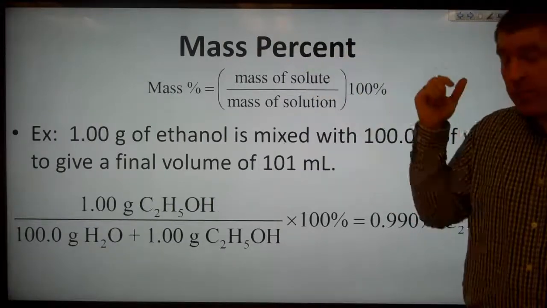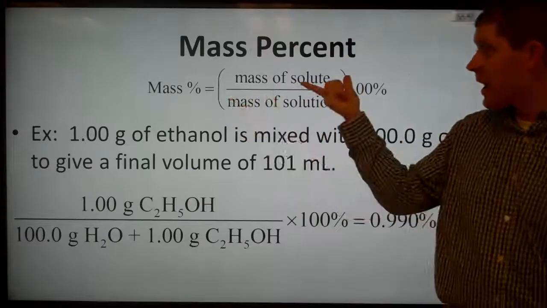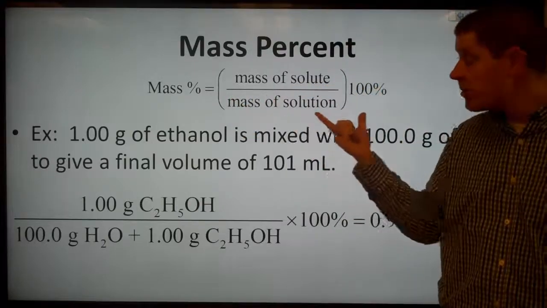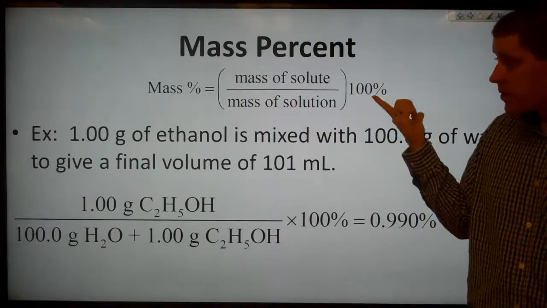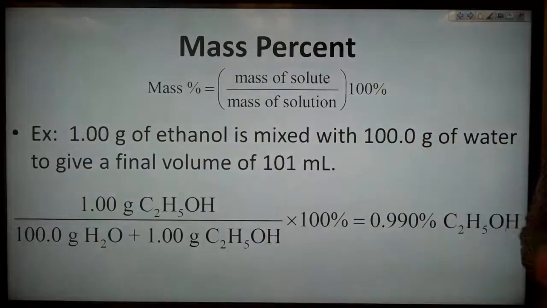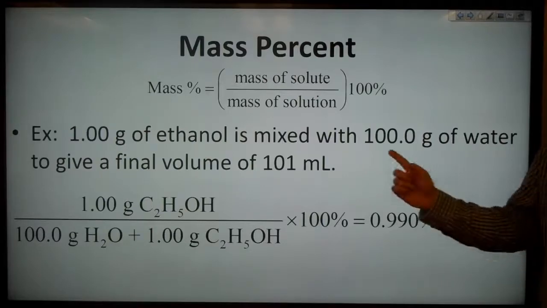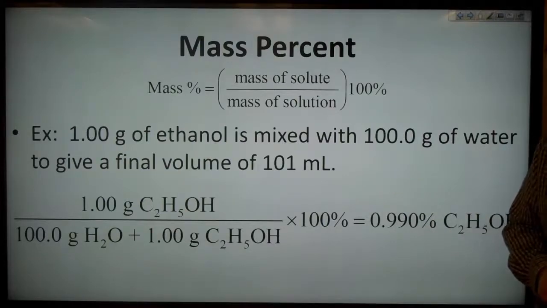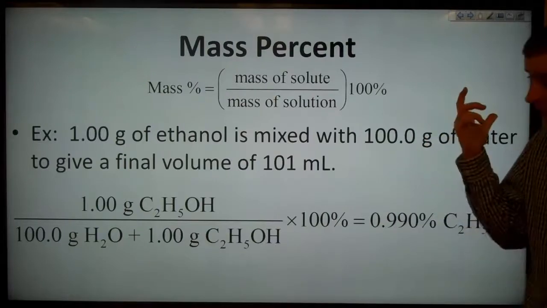But we also have mass percent. Mass percent is equal to the mass of the solute divided by the mass of the solution times 100%. So we have our same case, 1.00 grams of ethanol mixed with 100 grams of water to give a final volume of 101 milliliters. In this case, the volume we don't care about.